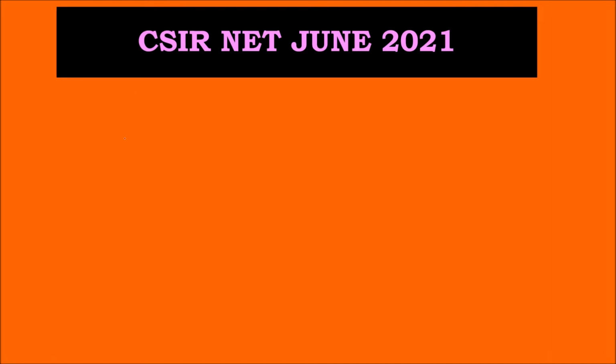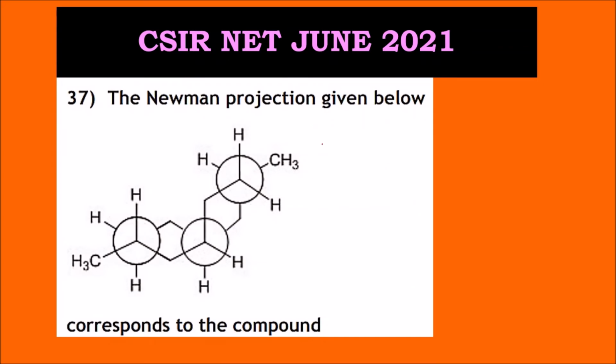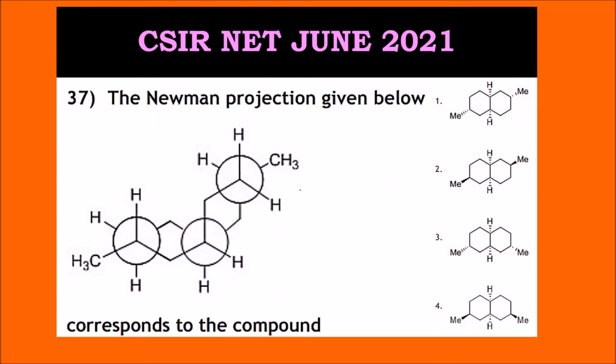So in today's video, we are going to see another question of stereochemistry. In the last video, we had seen part 1, the first question that was asked in section B. There was one more question asked from stereochemistry, so this is part 2. The question was, the Newman projection given below corresponds to the compound. So these were the options that were given.